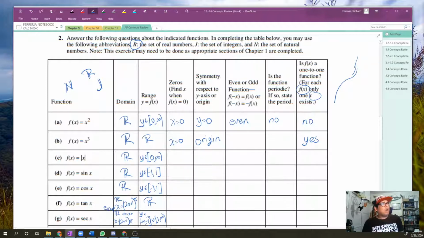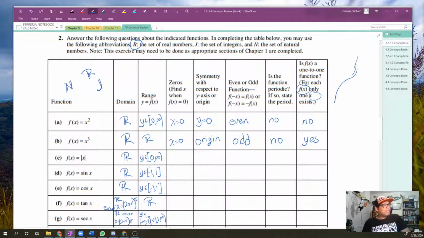Is this even or odd? Well, the functions that have symmetry to the origin are odd functions by definition. Is the function periodic? No, the shape never repeats itself.